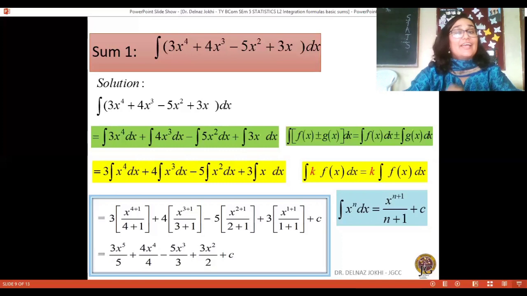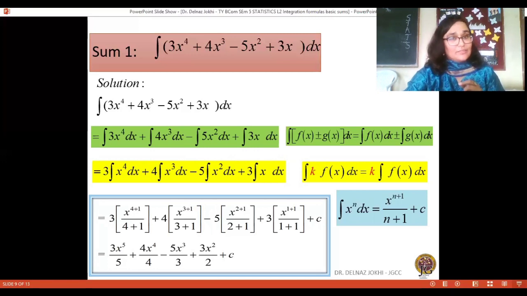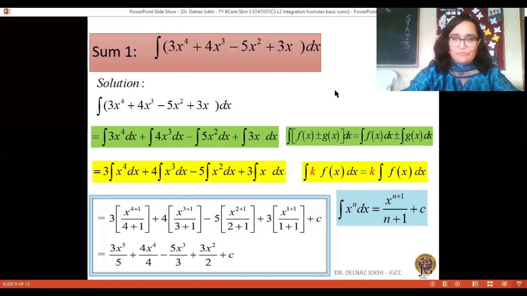Minus 5x cube upon 3 plus 3x square upon 2 plus c. That is your answer. I hope you understood how to use the two results which you see in yellow and green along with the standard result number 1 which is on your screen in light blue color. Let's take one more sum to make things more easy for you.